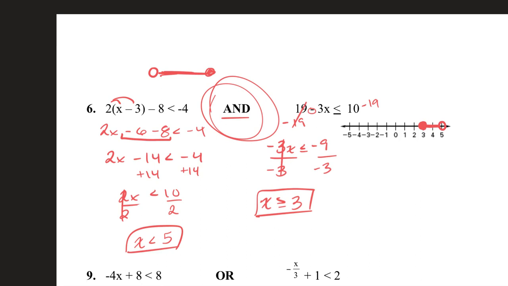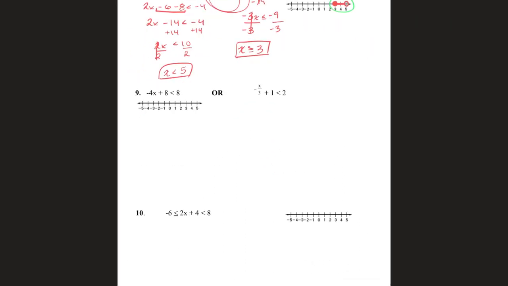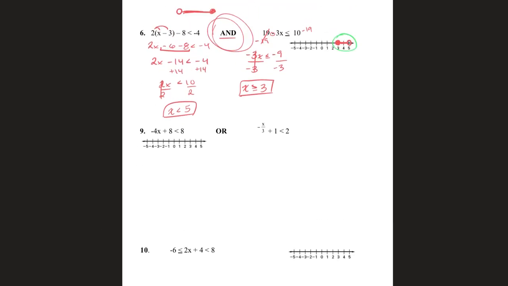Now what that means is the only set of solutions for this whole thing is in this realm right here. So from 3 all the way up to, not including 5, but just as close to 5 as you can get, pretty much. All right, so there's 4 on your paper. There's only 3 showing up on mine.